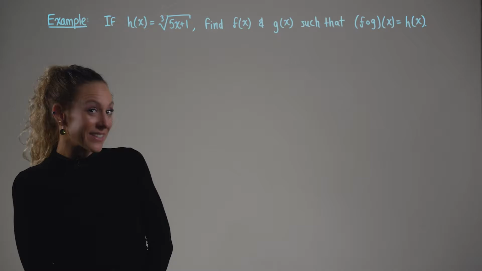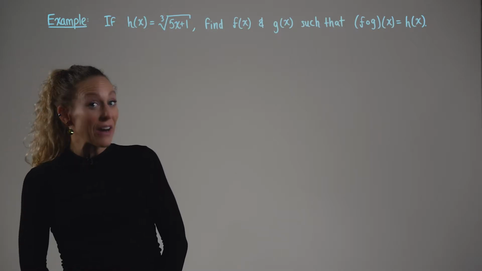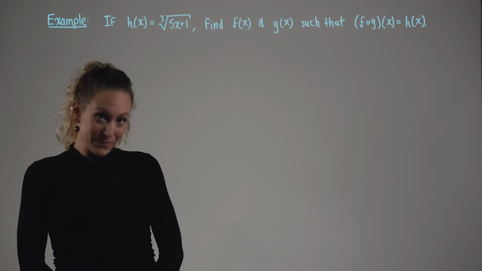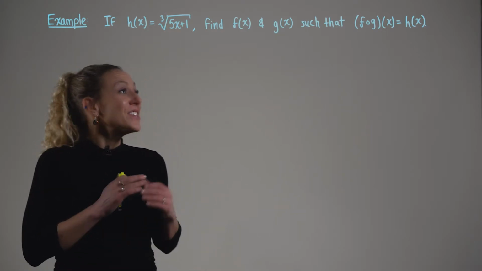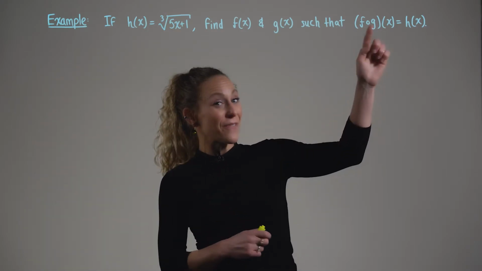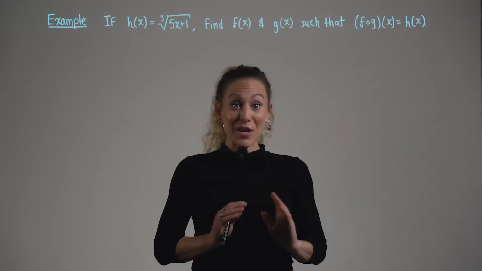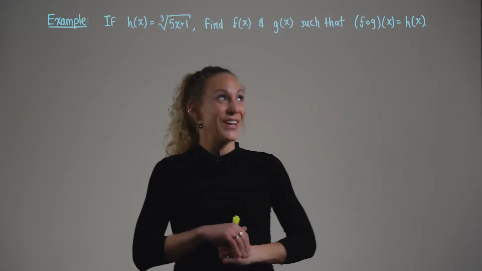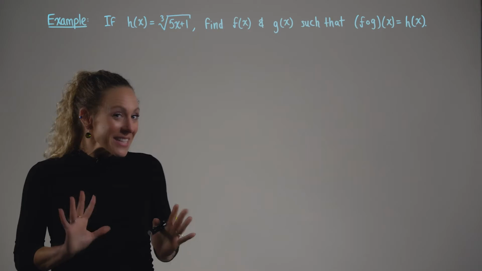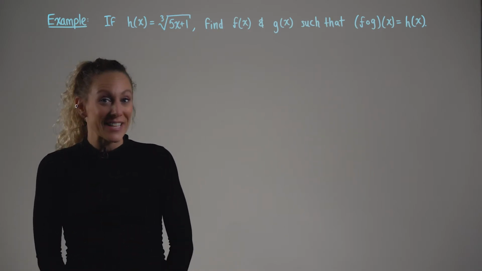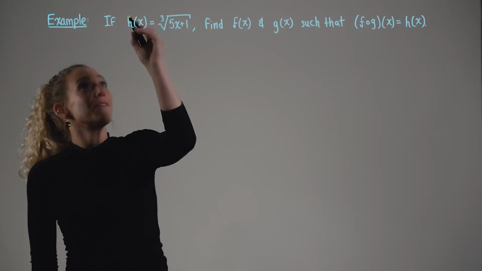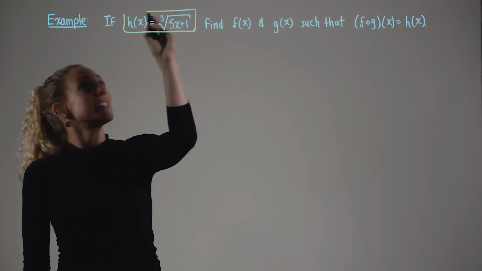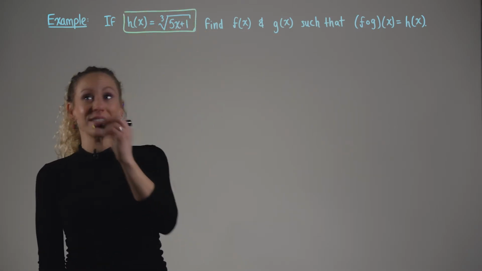If h of x is equal to the third root of 5x plus 1, find f of x and g of x such that the composition f of g of x equals h of x. So I think the easiest way to get started with a problem like this is to simply start by thinking about the functionality of this given function h of x.